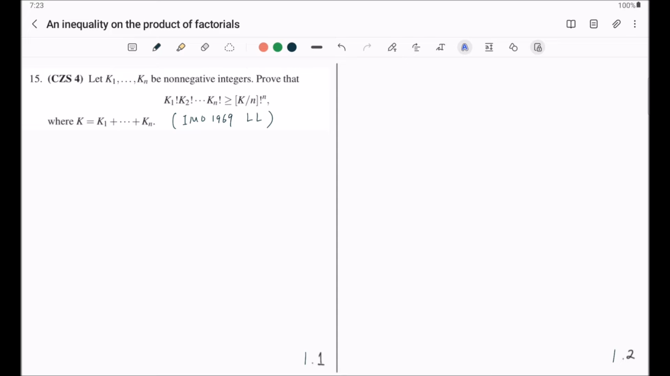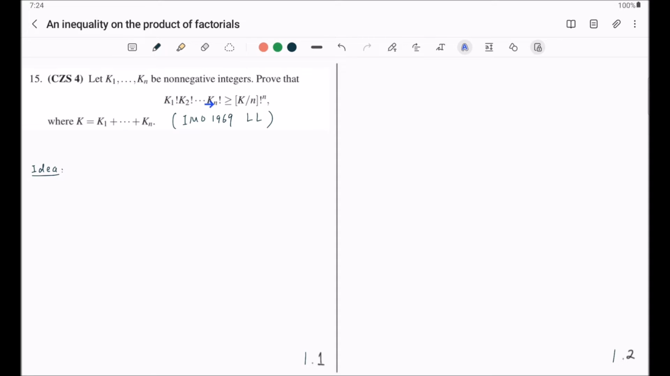Then we have an inequality that this product is greater or equal to the factorial of the integer part of the average of those n non-negative integers, raised to the power n. So this is the inequality. The proof is not too complicated, but the idea is very smart. So now let's talk about the idea of the proof.